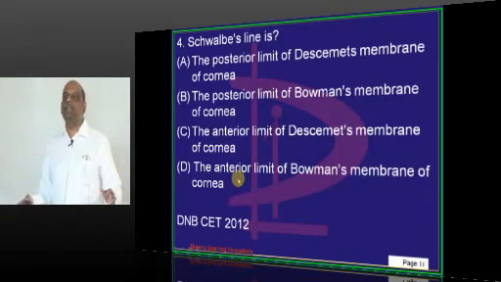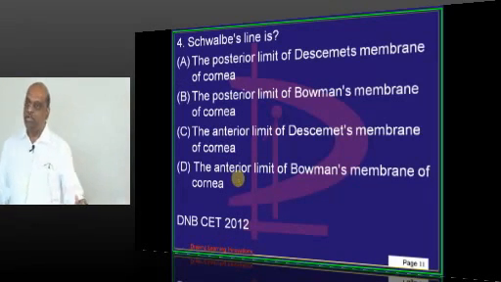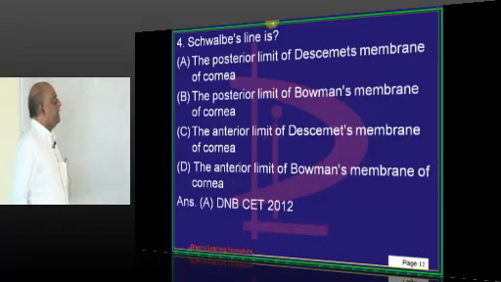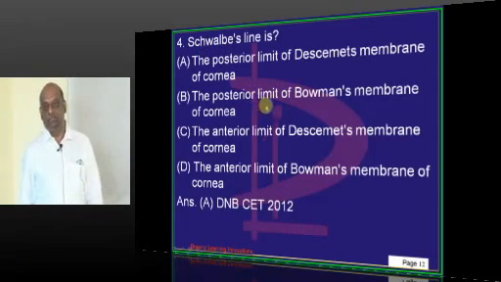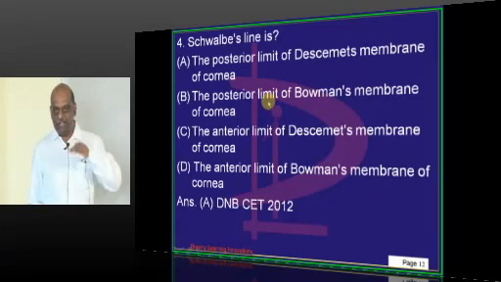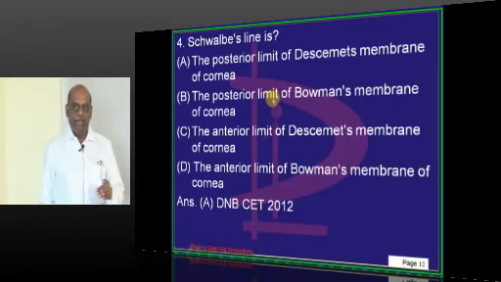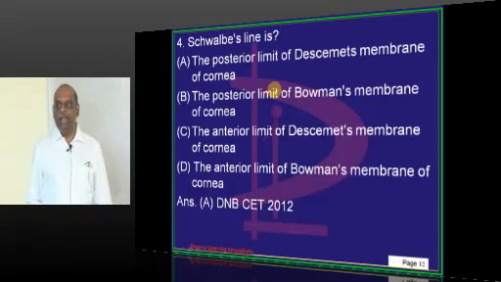What is Schwalbe's line? Schwalbe's line is the posterior limit of the Descemet's membrane of the cornea. Cornea has many layers, right? So we will also go through what are the layers of cornea and the layers of the retina down the line.